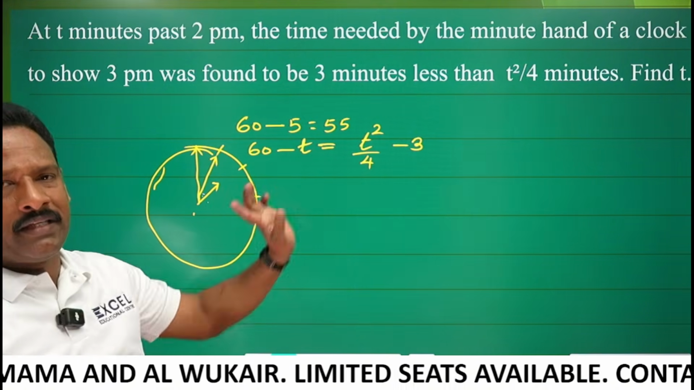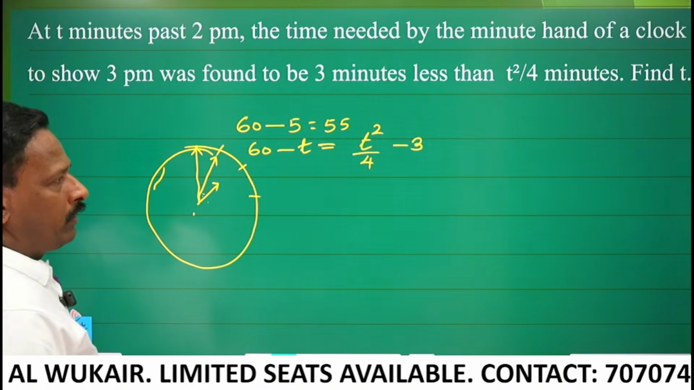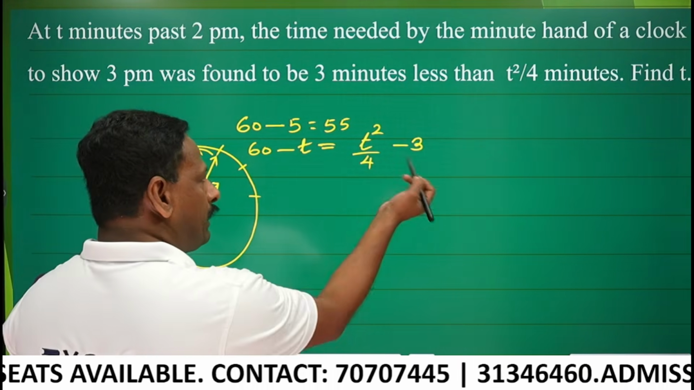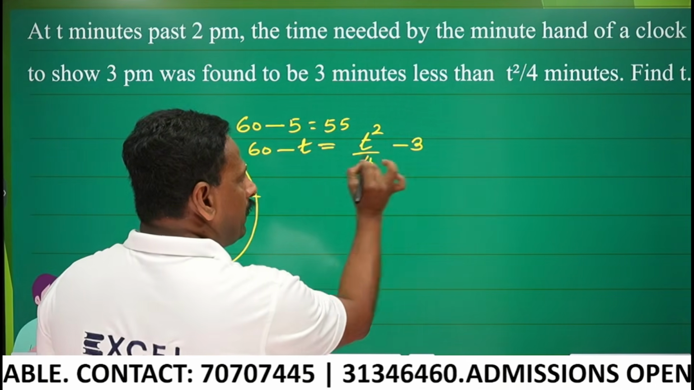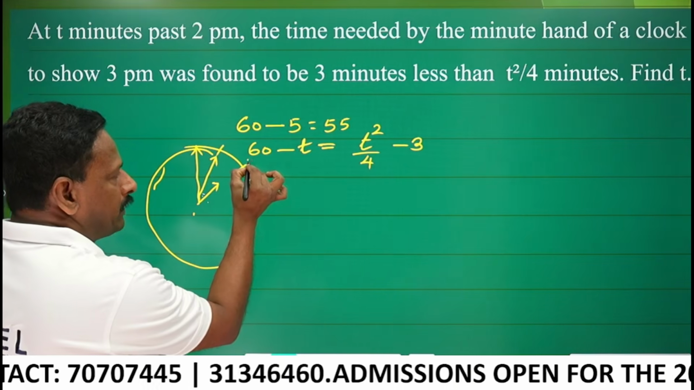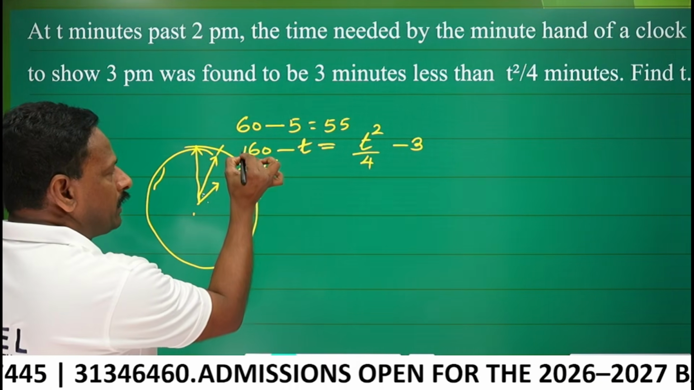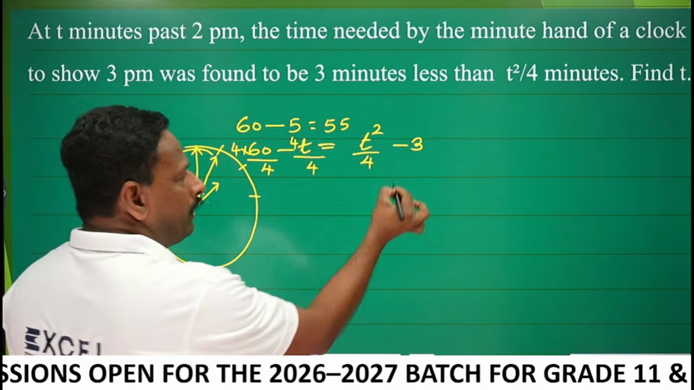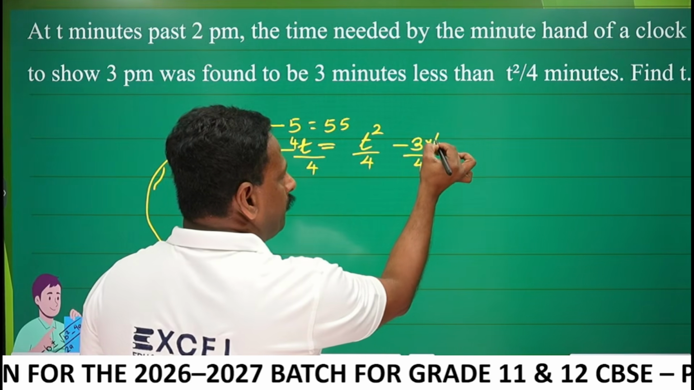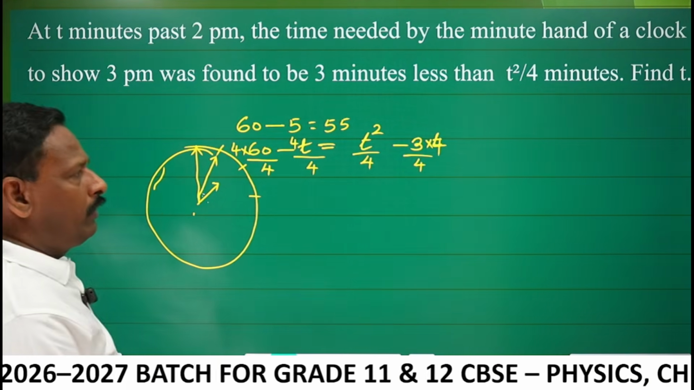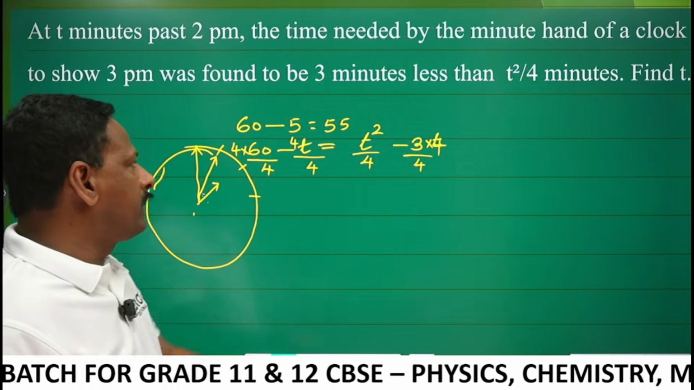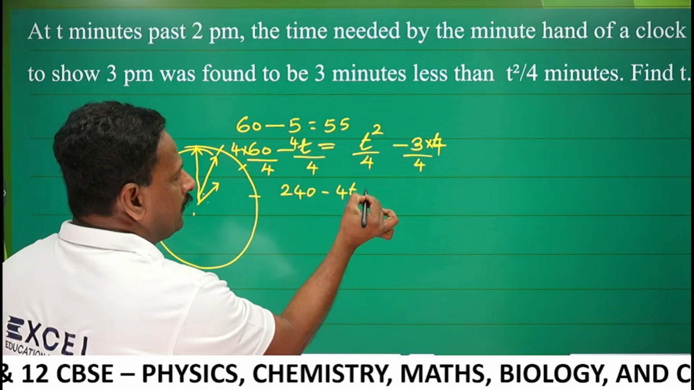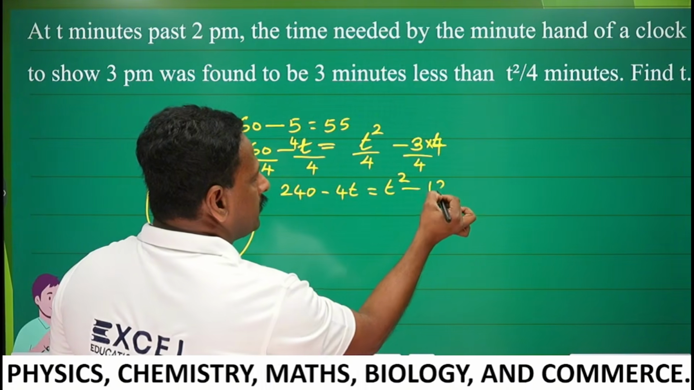This is what they say in the question. Now we have to make this a quadratic equation. How will you make this a quadratic equation? Everywhere you can make the denominators 4. So in order to make the denominators 4, here we write 4, so here we have to multiply by 4. Here we need 4, so here also we multiply by 4. Here we multiply by 4. So we get the common denominator 4, so it will get cancelled. What remains is 240 minus 4t equals t square minus 12.